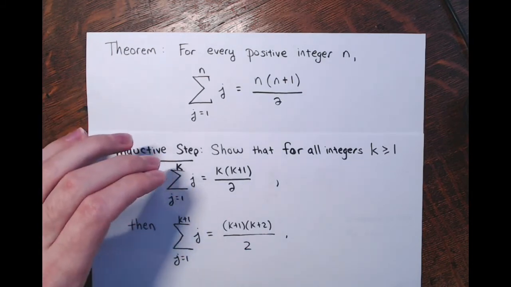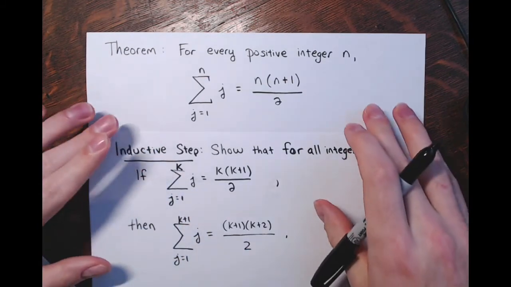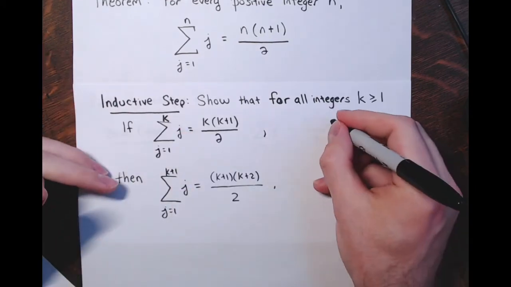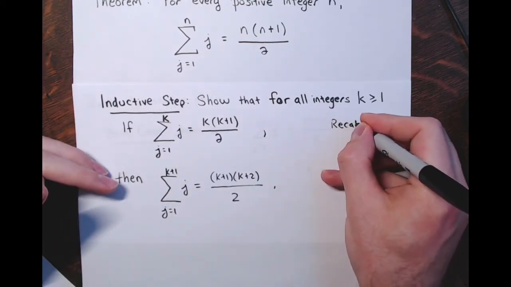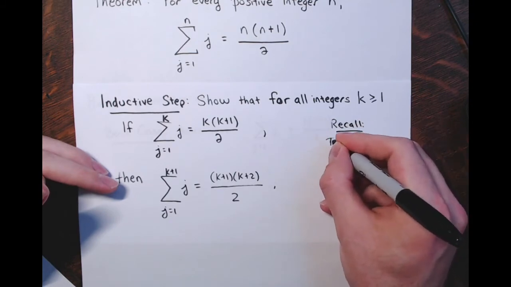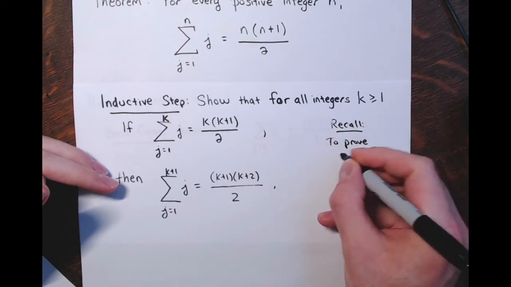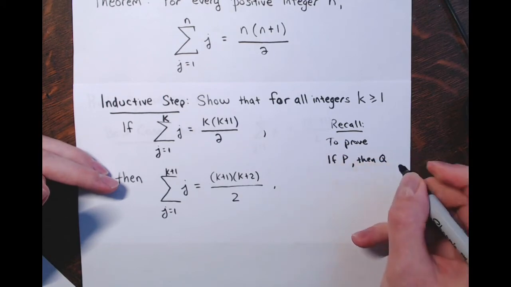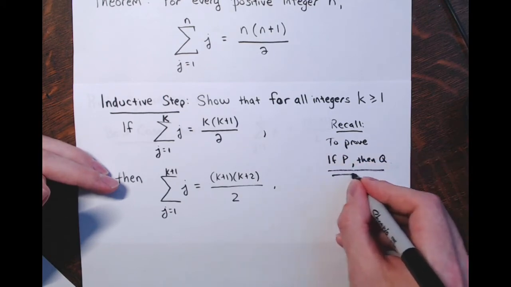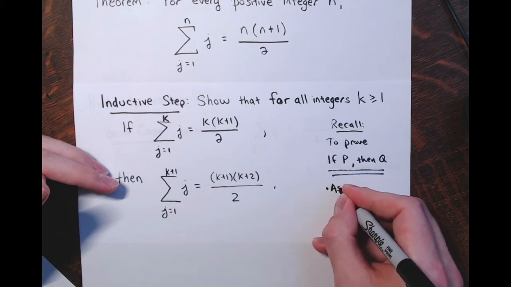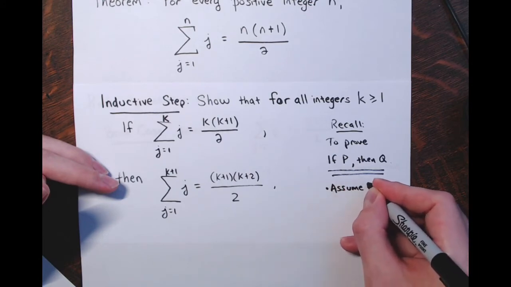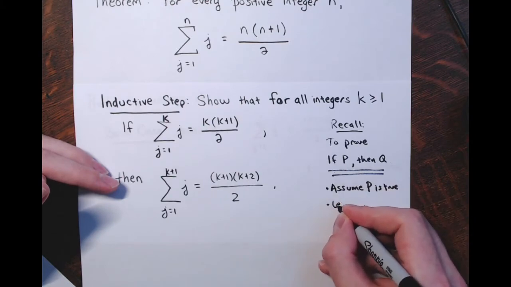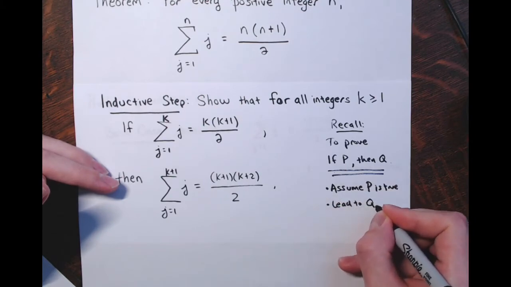We have to prove this now. And this is just like proving any other if-then statement. So off to the side here, recall that to prove if P then Q, you first assume P is true. You assume P is true and then lead to Q. We're going to do a direct proof.